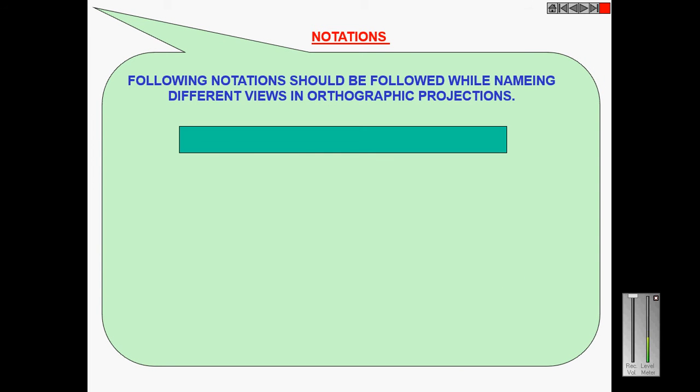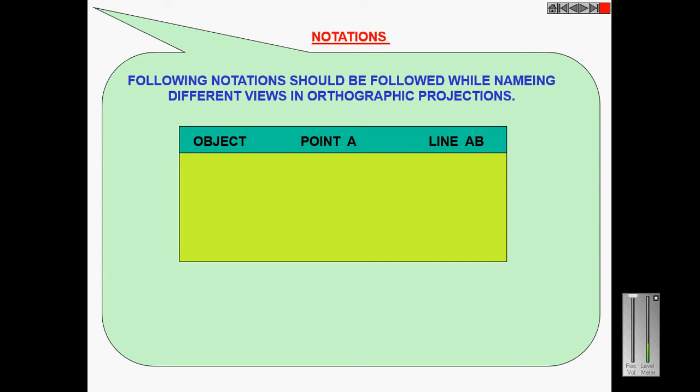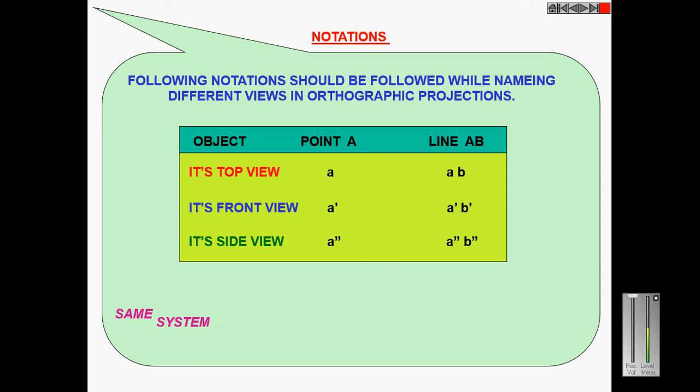And the notations are very important. The following notations should be followed while naming different views in orthographic projections. If the object is a point A, then its top view will be represented by small letter a, its front view by small a with dash, and its side view by a with double dash. If it is a line AB, its top view will be represented by small ab, its front view by a dash b dash, and its side view by a double dash b double dash.